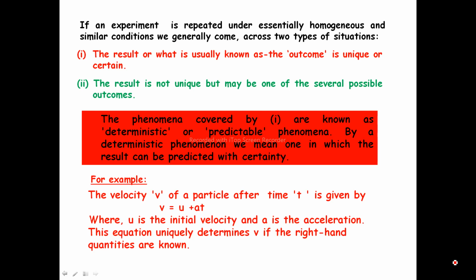So what we need to calculate? We need to calculate the velocity v. If you know the value of u, that is initial velocity, the value of a, that is acceleration, and the value of t, that is time, means all the quantities present on the right hand side, then you can get the velocity with accuracy. So this is known as deterministic phenomena or predictable value, we know the accurate answer.